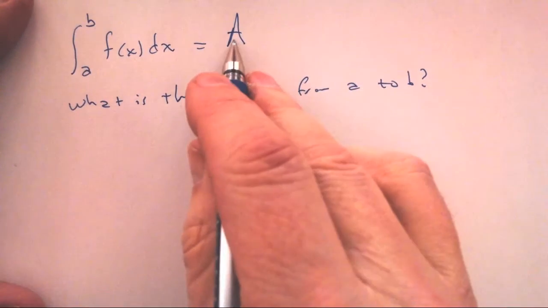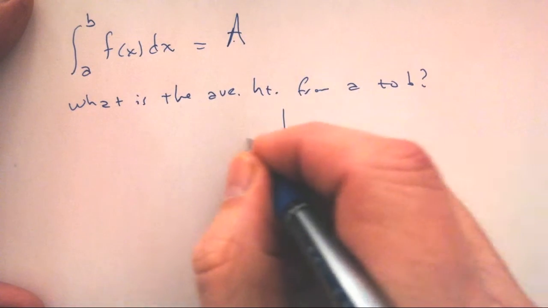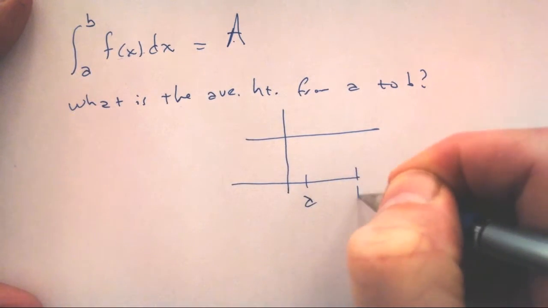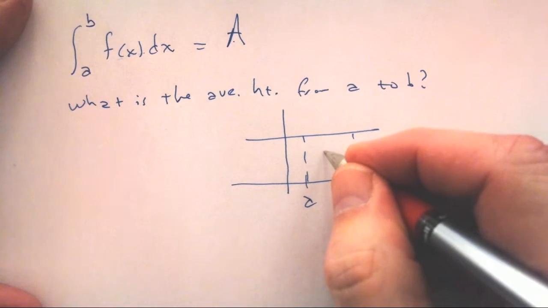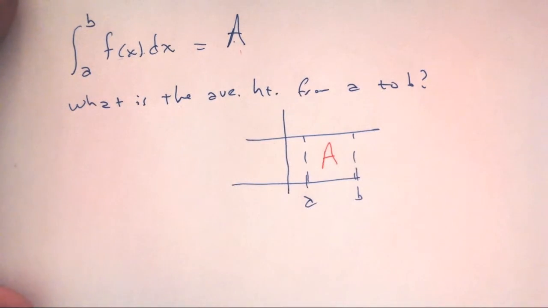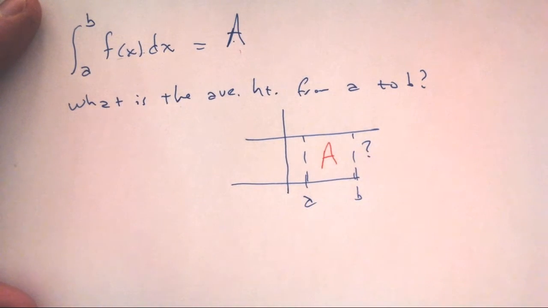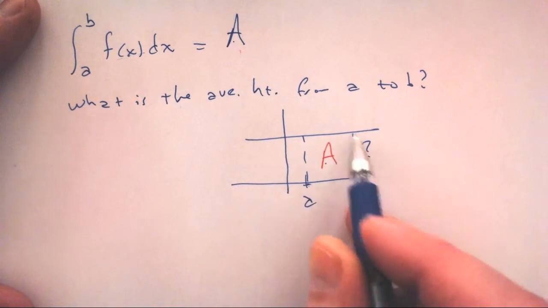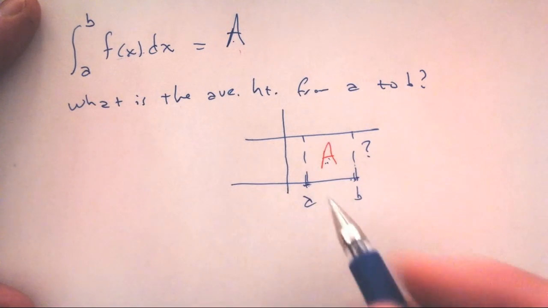Well, let's draw that one in. Let's assume f of x is a constant from a to b. Then here's our area we're finding right in here, and we're saying it is equal to A. Well, if I want to find the height right here, how do I get that? How do I get the area? This length from a to b times the height gives me area, so this height must be area divided by that length.